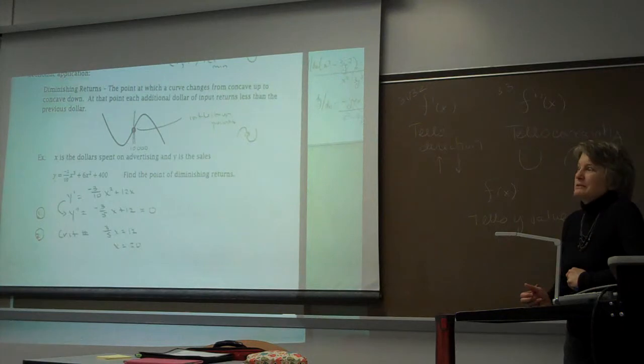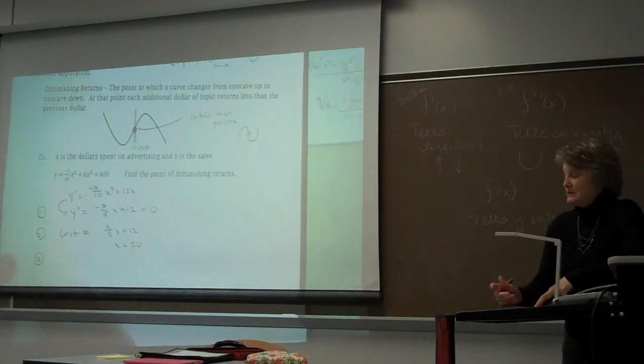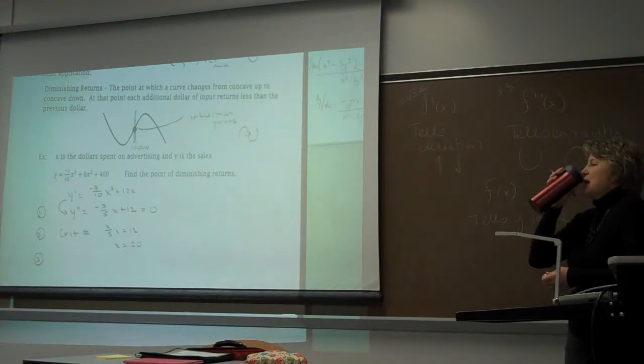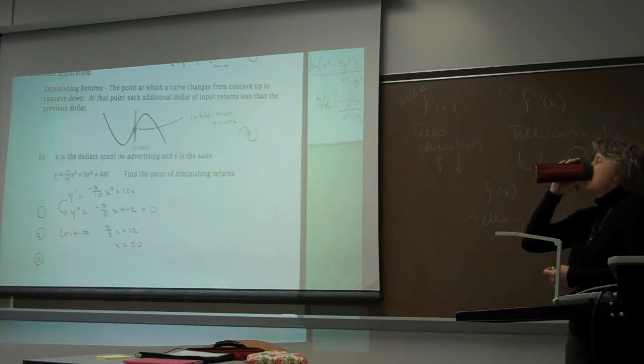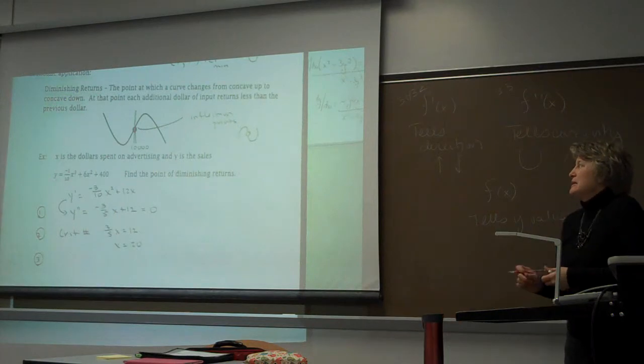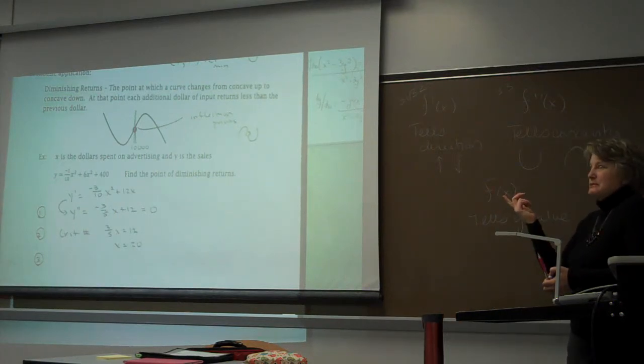Okay, so now what do I do? What do you think step 3 is? Second derivative. First derivative. No, nothing to do with the first derivative. Put it in the original. If I plug it into the original, I'll get the amount of sales, yeah. But how do I know if this is a point of diminishing returns?